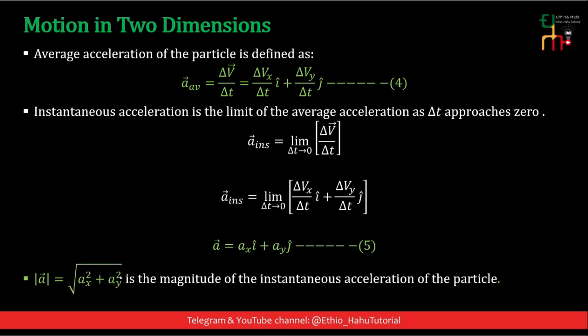The magnitude of this acceleration is simply the square root of ax square plus ay square. a square is equal to a dot a, and simply this is equal to ax square plus ay square. The magnitude of a is equal to the square root of ax square plus ay square.